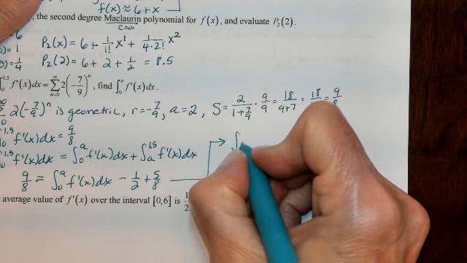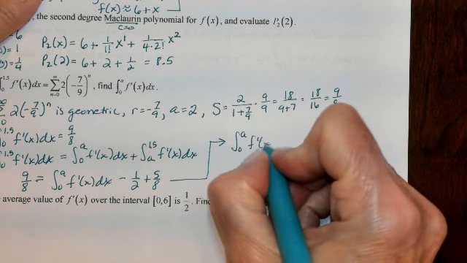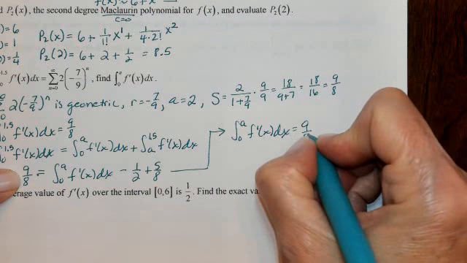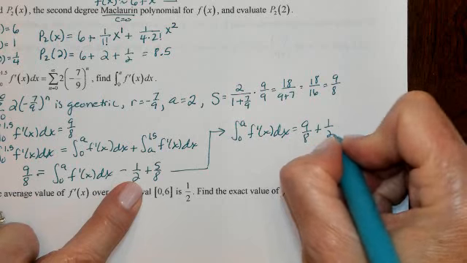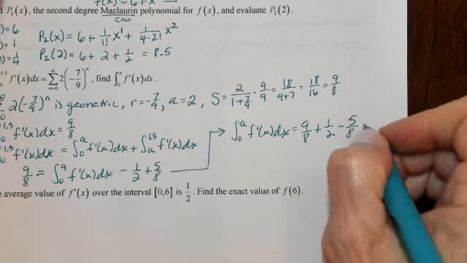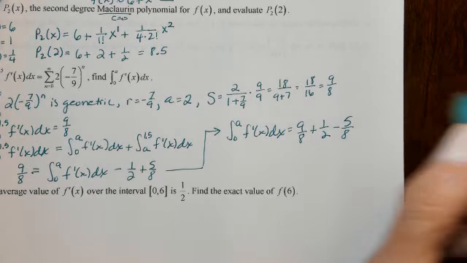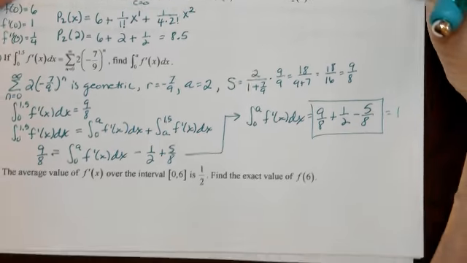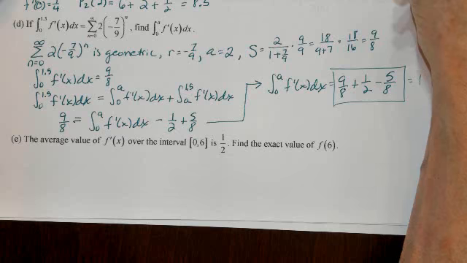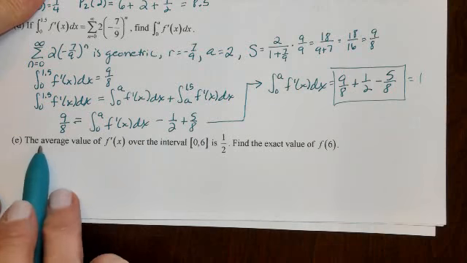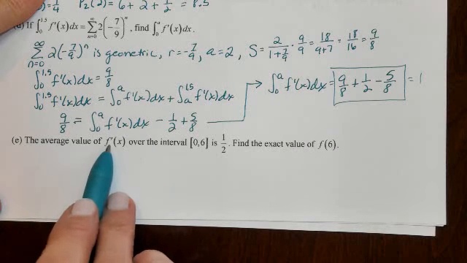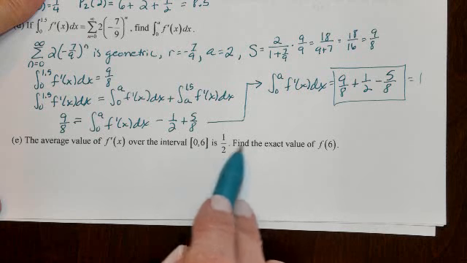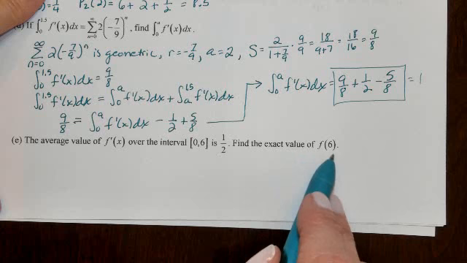So therefore the integral from 0 to a of f prime of x dx will be 9/8 plus 1/2 minus 5/8. And I would just say stop there. If you can't stand it, that is equal to 1. Okay, lastly on this problem, it says the average value of f prime over the interval from 0 to 6 is 1/2. Find the exact value of f of 6.